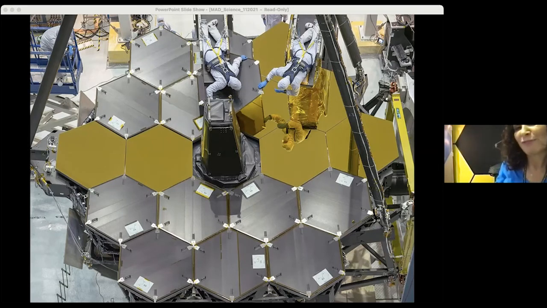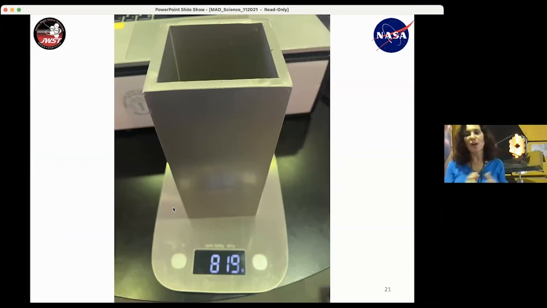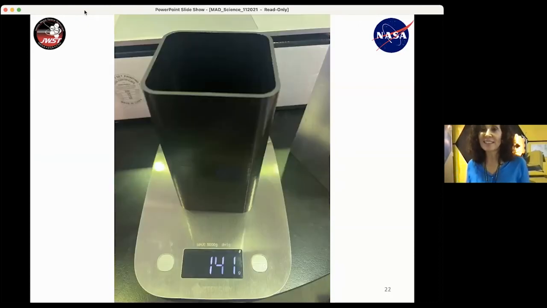So what I did before is I have a scale with me, and I put both of them on the scale, and I wanted to show you so you can see. This is in grams, an international unit that we have to use. You can see my piece of steel is 819 grams. And then when I put my other material, it's 141.